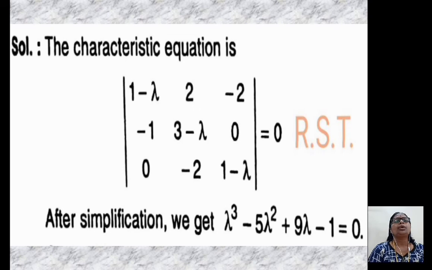and taking the determinant of that matrix, we get a determinant of order 3 by 3 whose first row is 1 minus lambda, 2, minus 2. Second row is minus 1, 3 minus lambda, 0. Third row is 0, minus 2, 1 minus lambda. The value of the determinant is 0. That is, determinant of A minus lambda I equal to 0. This is the characteristic equation of the given matrix A. After simplifying this determinant, we get lambda cube minus 5 lambda square plus 9 lambda minus 1 equal to 0.